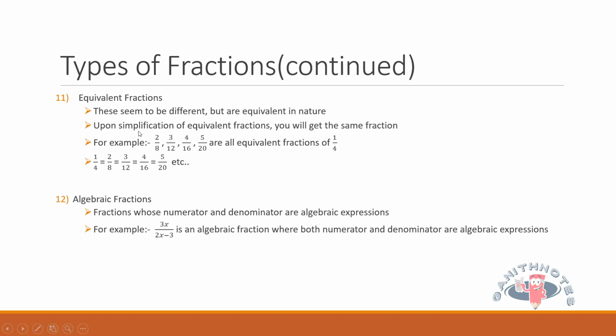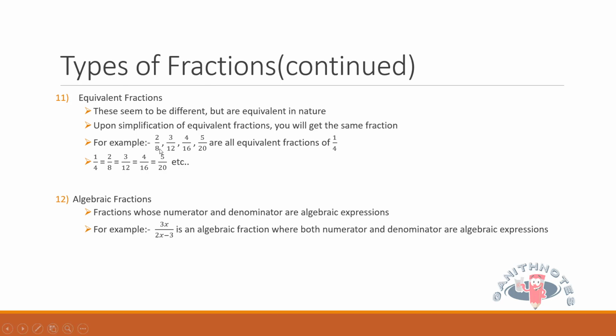The next category is equivalent fractions. What are equivalent fractions? When you see these fractions, you feel as if they are different, but they are not. They are equivalent in nature. If you simplify those fractions, you will get the same fraction. If both the numerator and the denominator share a common value and you cancel it, that simplification gives you the original fraction. Those kinds of fractions are called equivalent fractions.